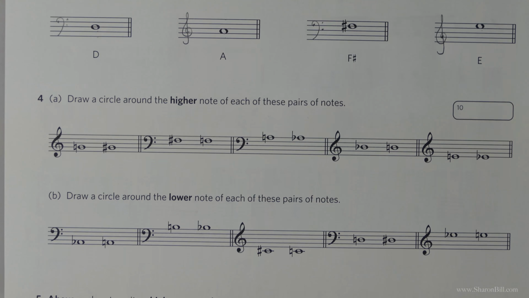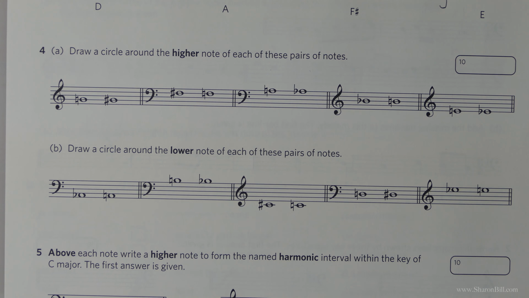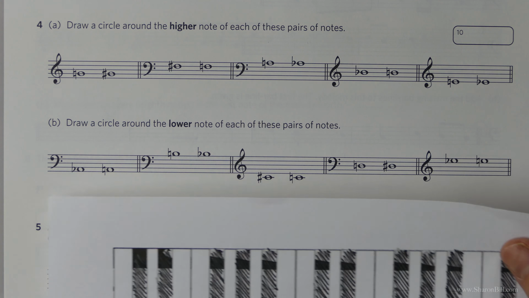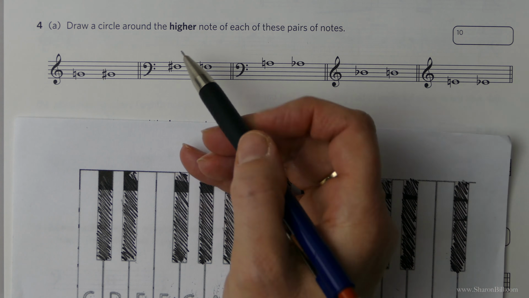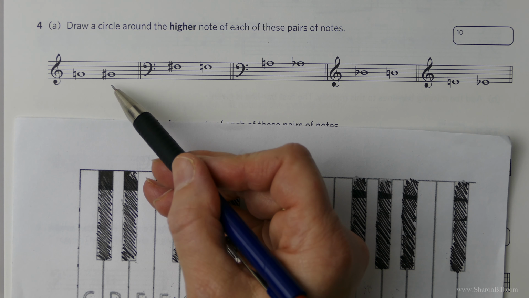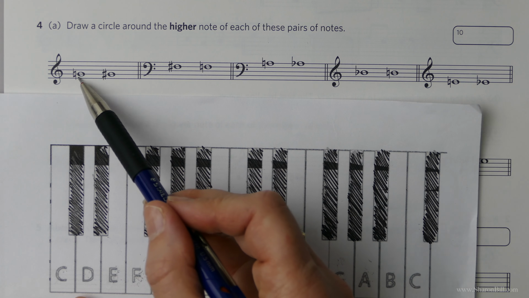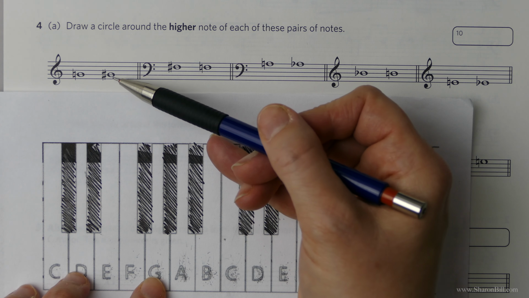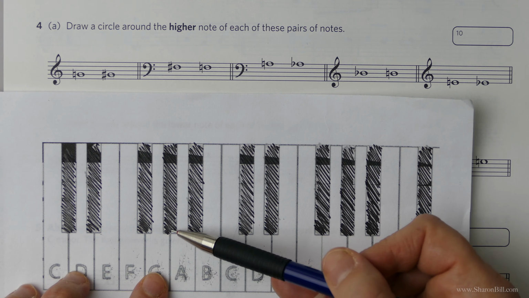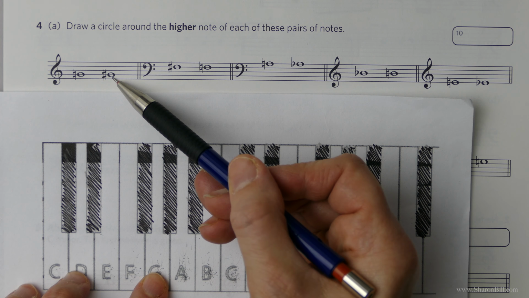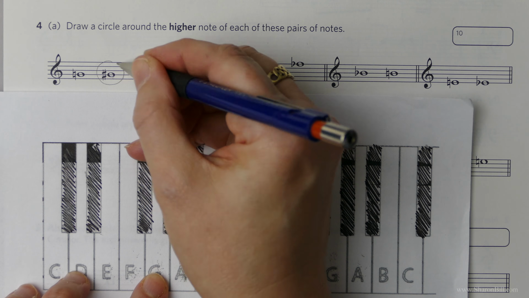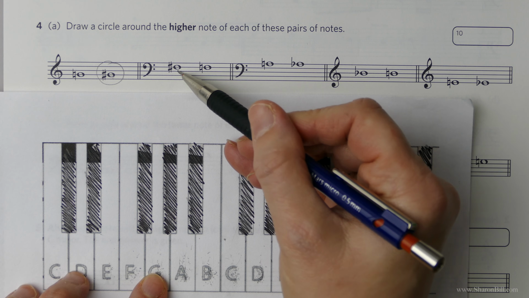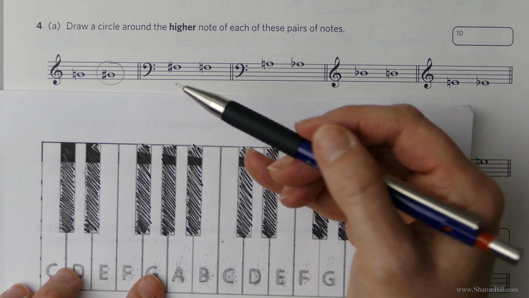Now this question actually is really a super easy one. You can visualize it to begin with, but then you can see the pattern, you can just kind of get it straight off. We need to draw a circle around the higher note of each of these pairs of notes. So we have here a G natural in the treble, and then we have a G sharp. Now we know that a sharp raises a note by a semitone, so if the sharp raises it, it must therefore be higher regardless of what note it is. And so here again we know that a sharp raises a note by a semitone. We can check it out.